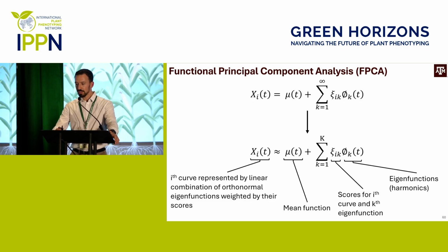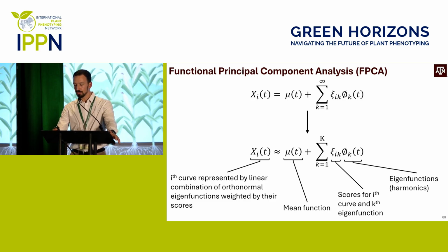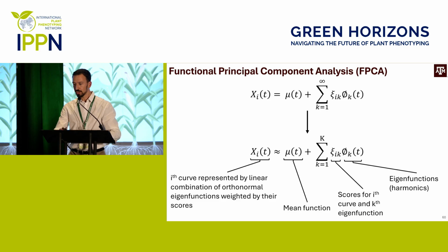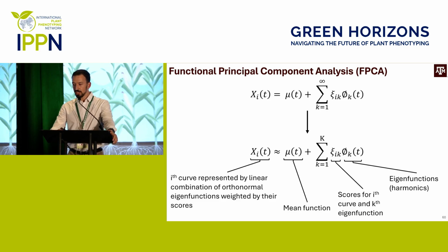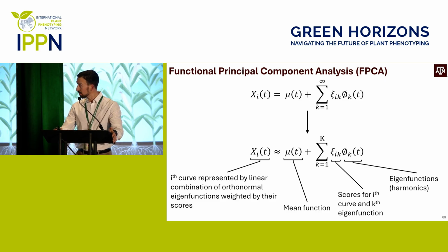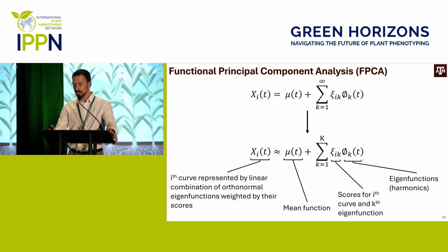And here's the formula for that. So in theory, we're decomposing a function into basically the mean function plus a set of deviations from the mean. And in practice, we're going to keep a very limited number of functional principal components, and that's indicated by k. So we've gone from an infinite sum, and we're retaining just k functional principal components.